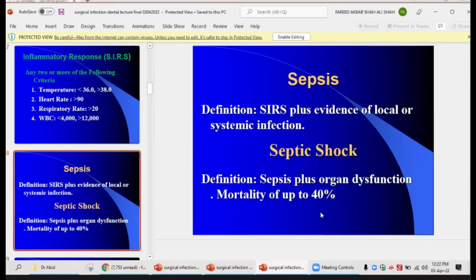And what is septic shock? These are three similar terms, SIRS, sepsis, and septic shock, which you should be able to differentiate. Septic shock is sepsis plus organ dysfunction. When the patient goes into sepsis, there can be renal compromise, pulmonary compromise, cardiac compromise, or neurological compromise. These are other systems of the body that get affected because of the sepsis. When other organs become dysfunctional, like when the renal function deteriorates, that means the patient is in septic shock.